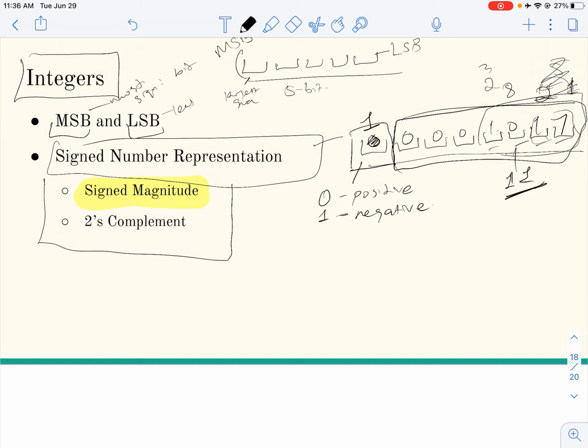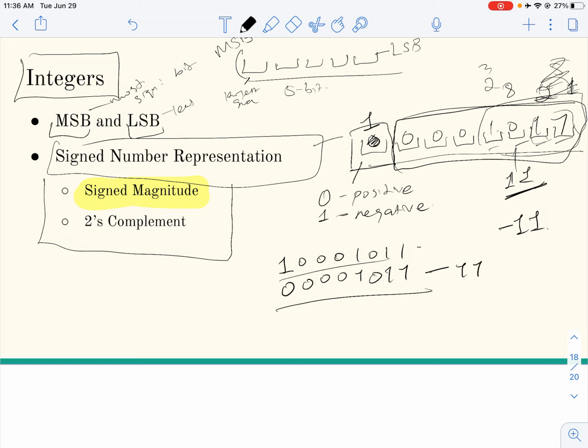እዚህ ጋር ግን 1 ካለ ቁጥሩ ማን ነው? Negative 11. So see the difference? ሁለት ቁጥር አለ. ይሄ 11 ነው, ይሄ -11 ነው.